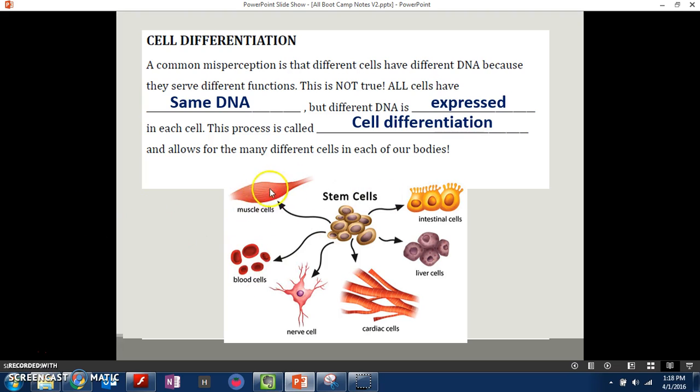The cells that are part of your muscles are going to express the part of the DNA that makes muscle cells. If it's in your brain, then those cells are going to express the DNA that makes nerve proteins. This process where your cells can change into different cells is called cell differentiation. Again, all cells have the same DNA, it's just that different protein is expressed in each cell.